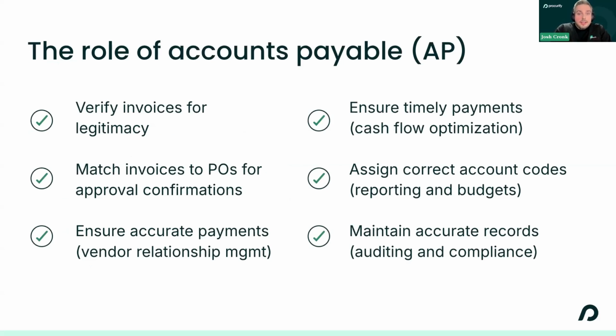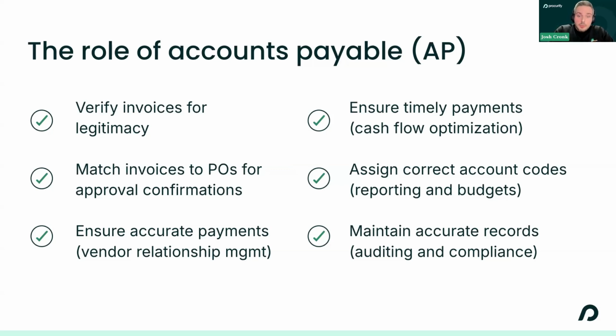So let's get right into it. AP teams are responsible for managing their company's financial obligations. Really, it's about making sure that you're paying the right things at the right times. This includes tasks like verifying the legitimacy of invoices to protect against rogue internal spend and/or fraudulent external spend, reviewing invoices to ensure they match what went out in the approved purchase order, ensuring accurate and timely payments, confirming the correct assignment of account codes, and maintaining organized records for auditing and compliance purposes.